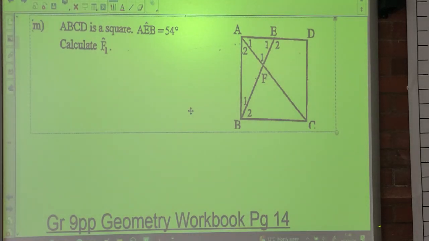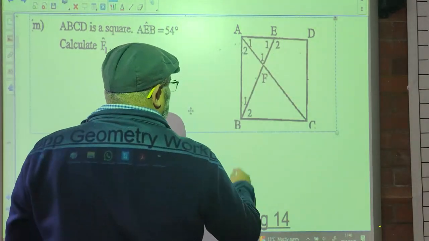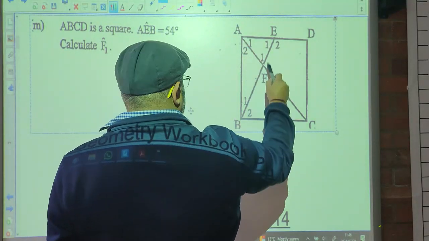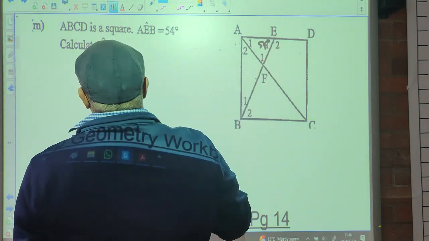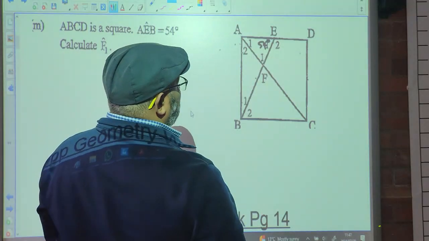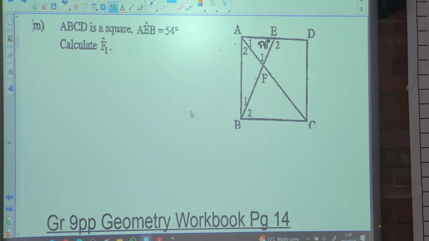Right. So we are told that ABCD is a square, and then we are told that AEB is 54 degrees. That's 54 degrees, or E1. They ask you to calculate F1. Anybody? How do we calculate F1?